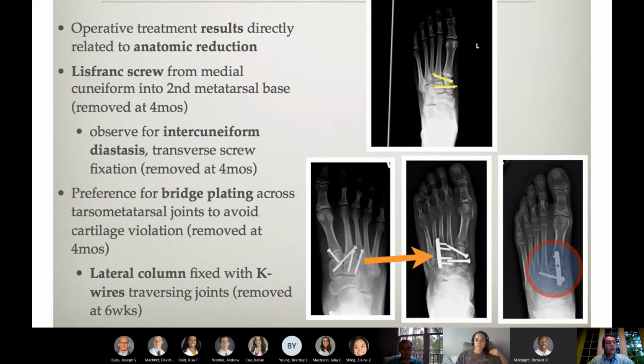Anyways, sometimes you see lateral column instability at the 4th and 5th TMTs, despite appropriate anatomic reduction of the 1st through 3rd. And that can require open reduction with percutaneous pinning with K-wires.